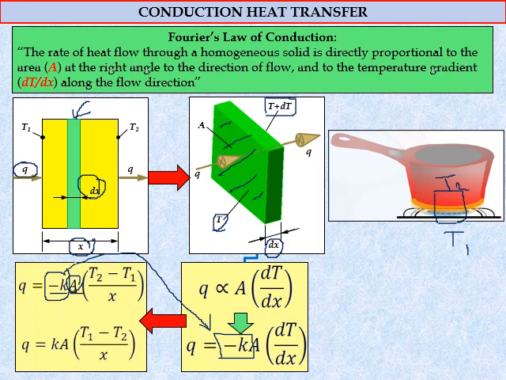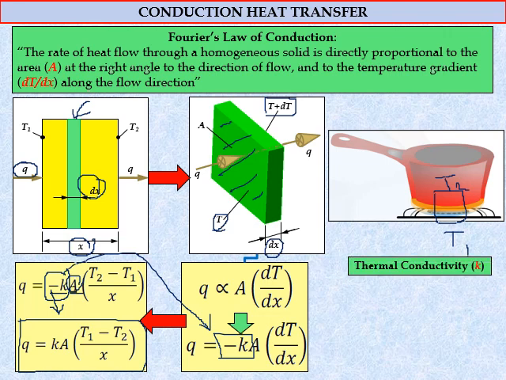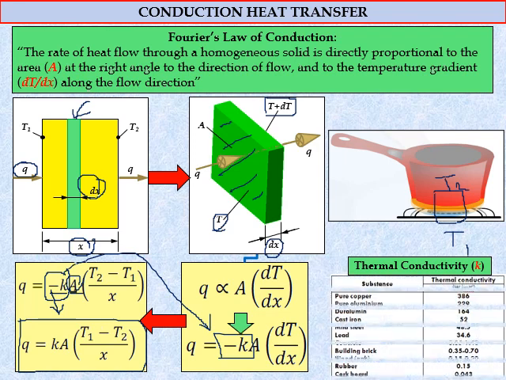So we can rearrange this equation because we already know that the heat direction is from T1. T1 normally has the higher temperature, and T2 is the lower temperature. So we rearrange the equation to eliminate the minus sign, and we get this equation. The K value here is the thermal conductivity, which is a constant value depending on the material. It will be given in the table, or you can just Google it. You will find the value of thermal conductivity depending on the material.